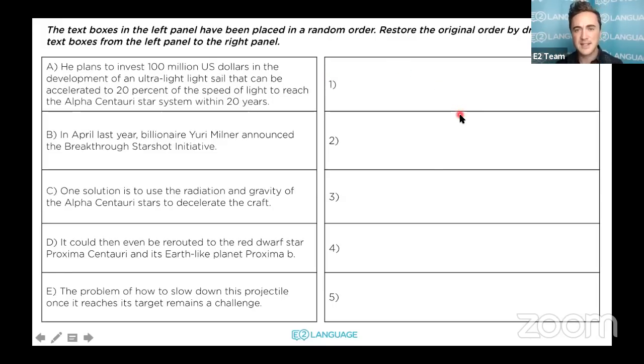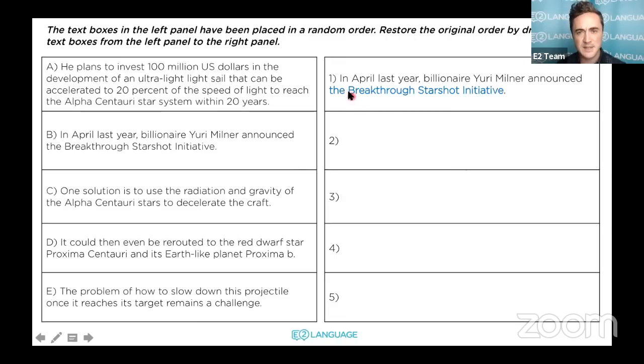Cool. Let's check the answers here. So the independent sentence was this. In April last year, billionaire Yuri Milner announced the Breakthrough Starshot Initiative. That was the only sentence that was independent, that stood on its own, that did not need other sentences. It did not refer back to other sentences.